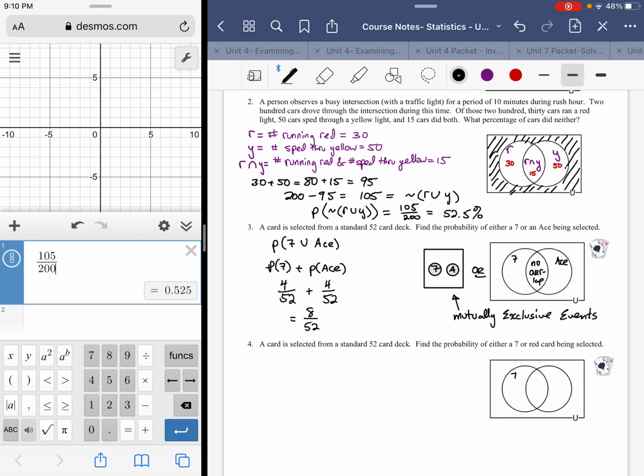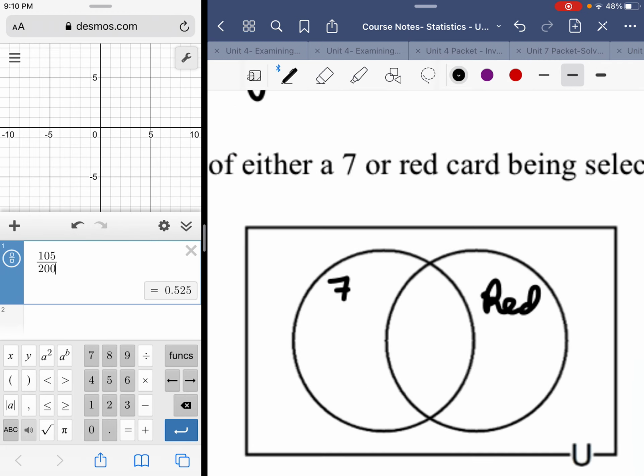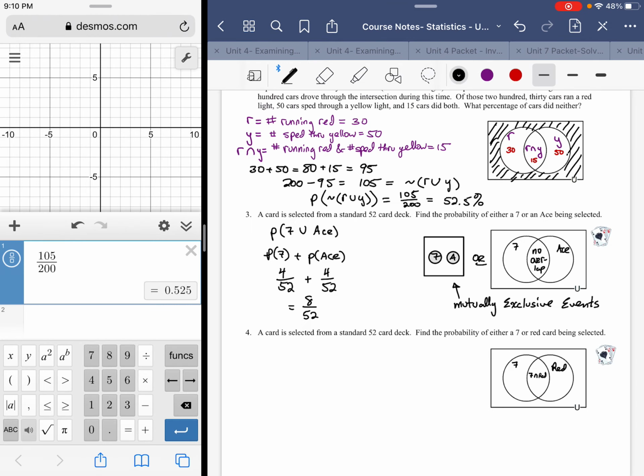All right. Now, if you're talking about 7s and reds, there is overlap, because you could have a card that is both a 7 and a red at the same time. That's the overlap. That's a possible case.